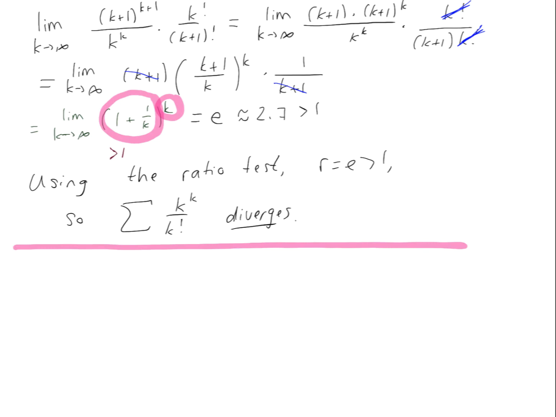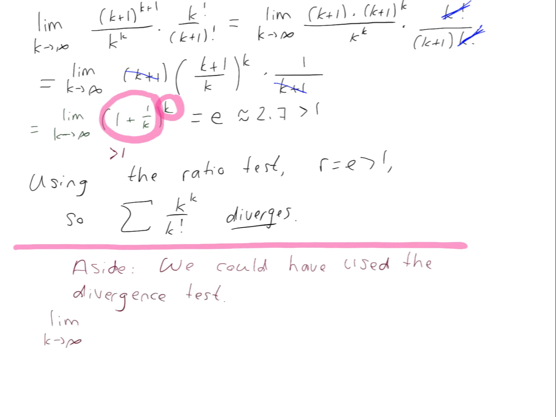I want to give a little aside here. In this case, if we were clever enough, we actually could have used the divergence test. The terms being added up are k to the k over k factorial. In the denominator, there are k terms multiplied by each other. k, 1 less than k, 2 less than k, all the way down to 1. In the numerator, there are also k terms. They're all k.